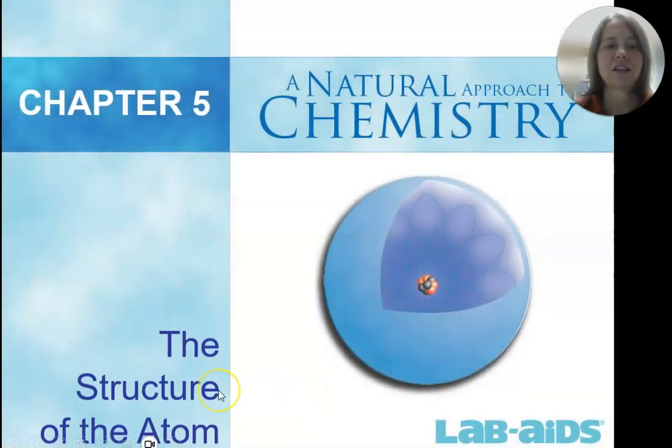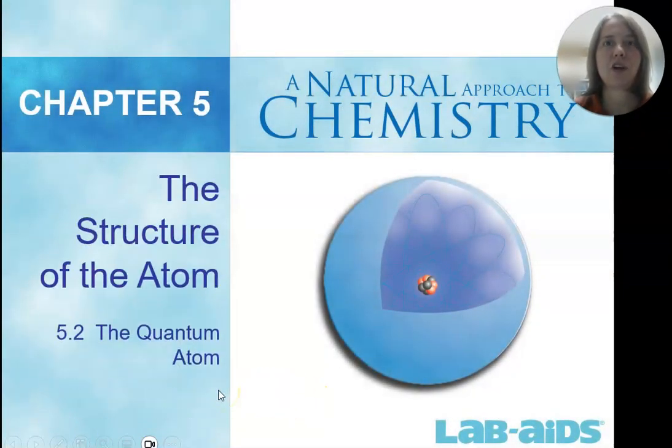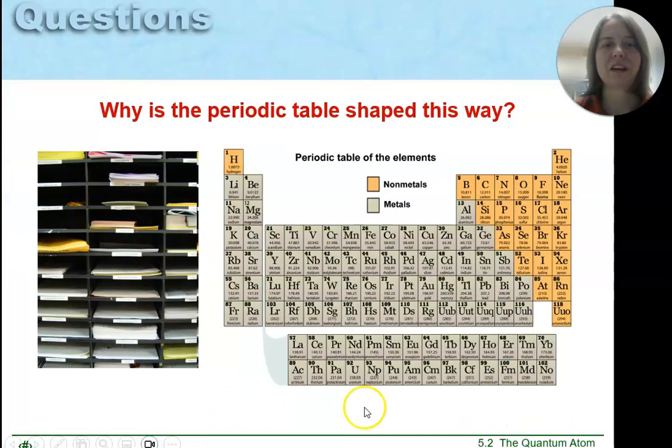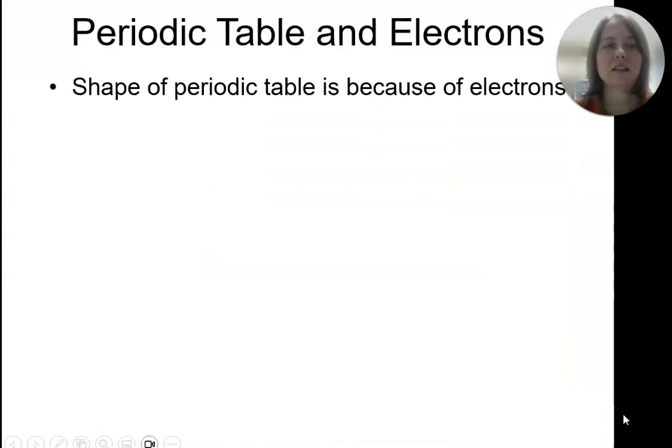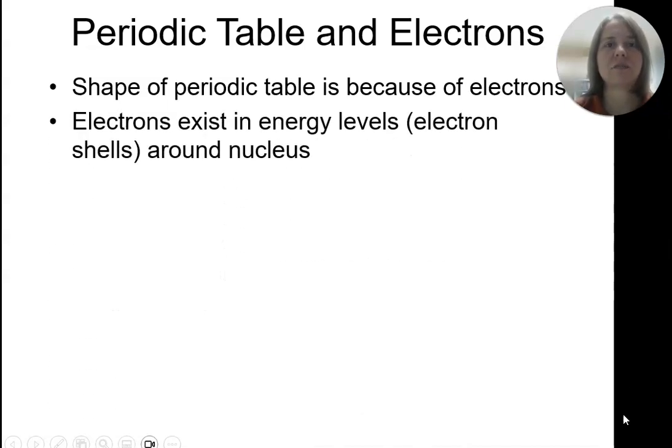And today, we're going to be talking about the quantum atom. Okay, question for you is, why is the periodic table shaped this way and not like this? Because it would be a lot more efficient just to make it a box. Well, the shape of the periodic table is because of electrons.